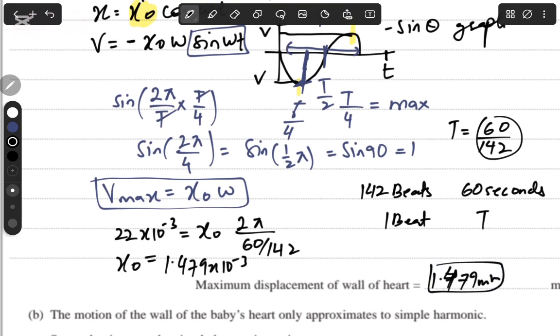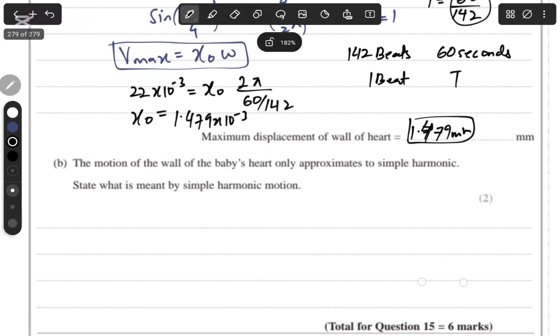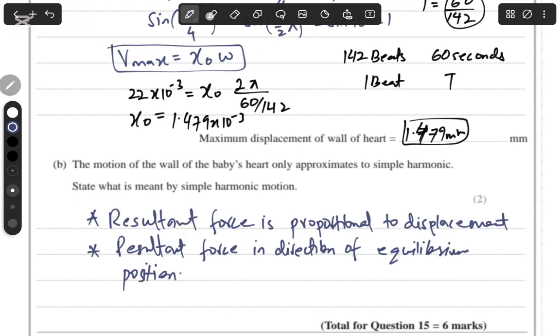Right. Then we have: the motion of the wall of the baby's heart only approximates to simple harmonic. State what is meant by simple harmonic motion. This is pretty simple, so I just wrote it down. The resultant force is proportional to displacement, and the resultant force is in the direction of the equilibrium position. So this is 2 key marks that should be very easy to get.